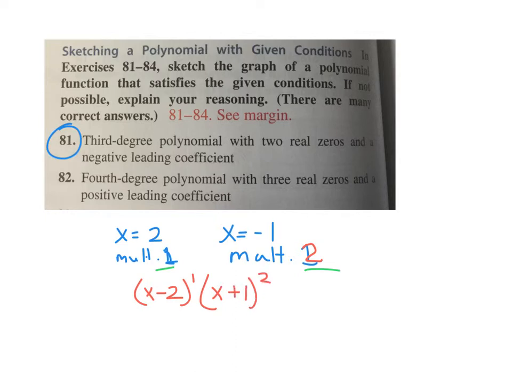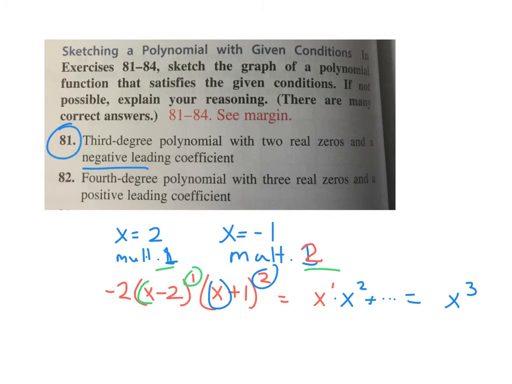If I multiply all that out, that would be a positive x to the first plus some other terms, times this, x to the first and then x to the second plus some other terms. So ultimately that would be a something x cubed, plus some other terms. That has a positive leading coefficient. I need a negative leading coefficient. So I'm going to stick a number like negative 2 out front.